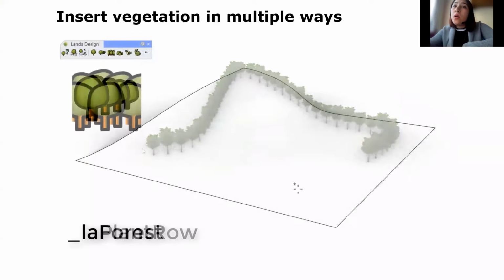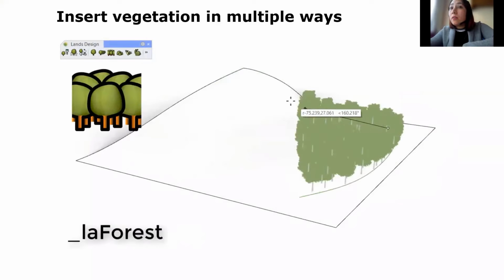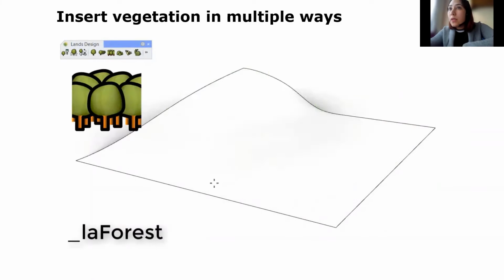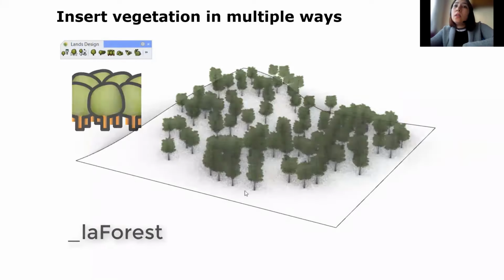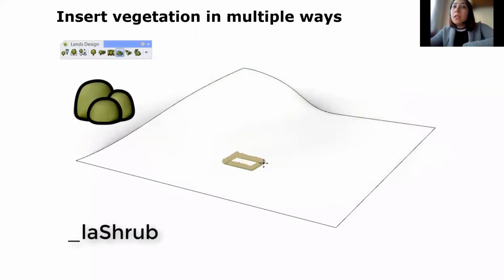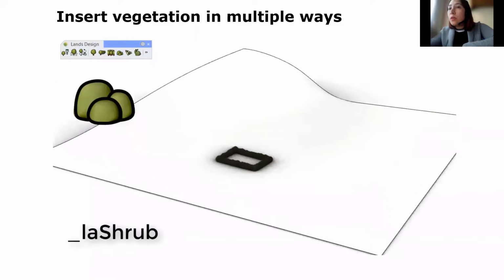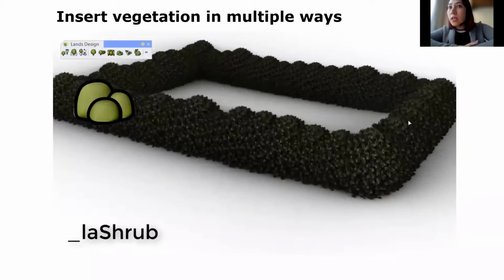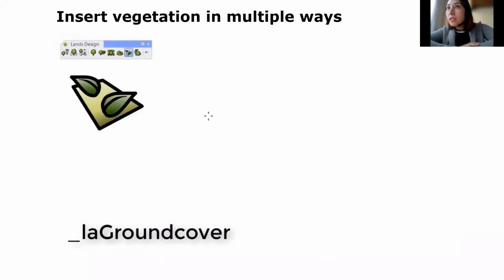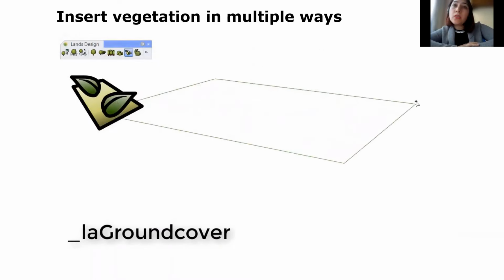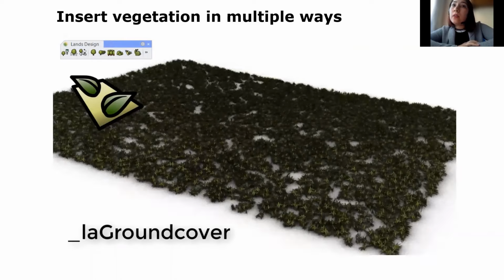You can draw a row of plants, and the row may be combined with different plant species, or create a forest. We have shrubs which let us indicate the density per square meter or per linear meter. And also we have ground covers that let us have the density, the units per square meter, for example.